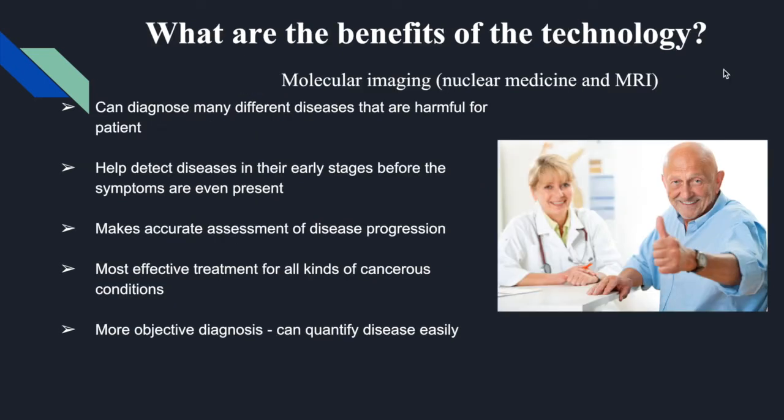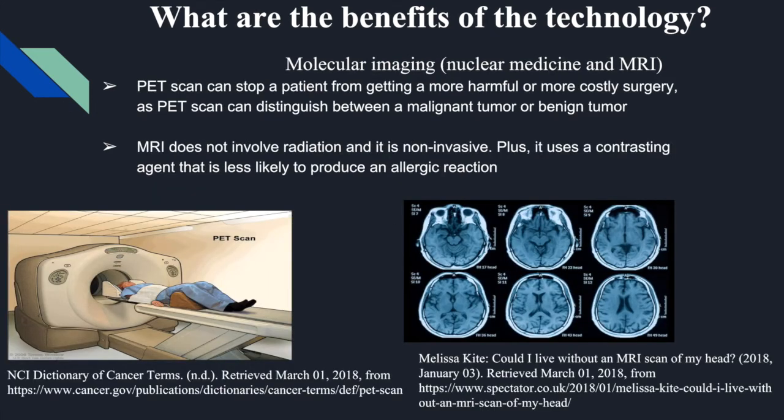So let's talk about the benefits of this technology. For molecular imaging, we're going to be focusing on nuclear medicine and MRIs. They can help diagnose many different diseases that can be harmful for a patient, and they can also help detect these diseases in the early stages, before the symptoms are even present. Also, they help make accurate assessments of disease progression, so that can help the doctor choose the most beneficial and best treatment for the patient. These technologies are also most effective for all kinds of cancerous conditions, and they can help quantify the disease very easily.